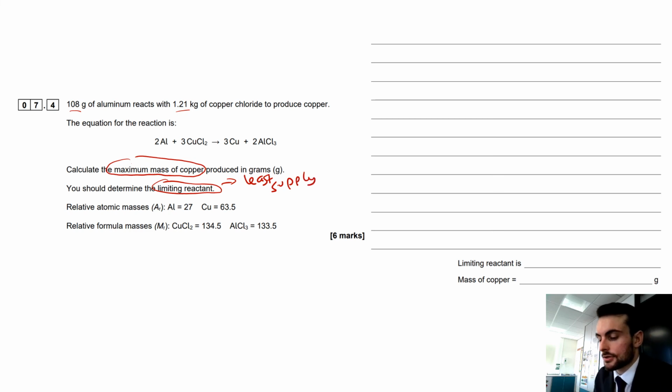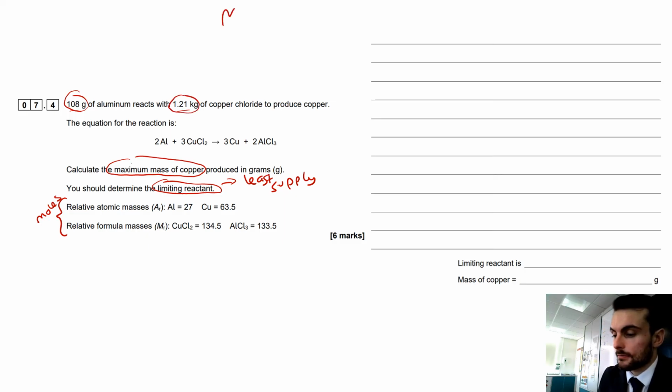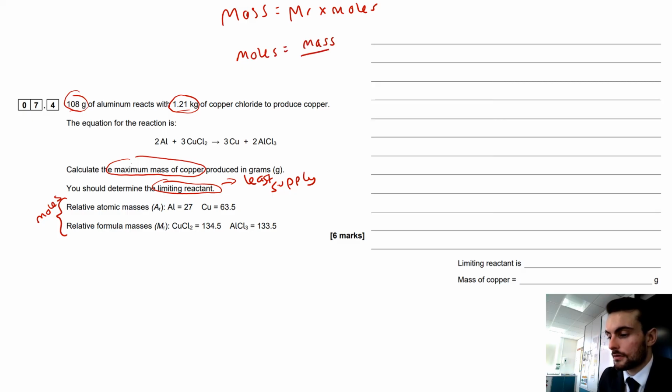It gives you the relative atomic masses and formula masses. 99% of the time when you are given that, it's going to expect you to calculate moles. So there's going to be some form of a moles calculation in there. And most definitely, because we are given masses, it's definitely going to be a moles calculation. Because if you remember the equation, mass equals Mr times moles, or you may remember it as moles equals mass over Mr.